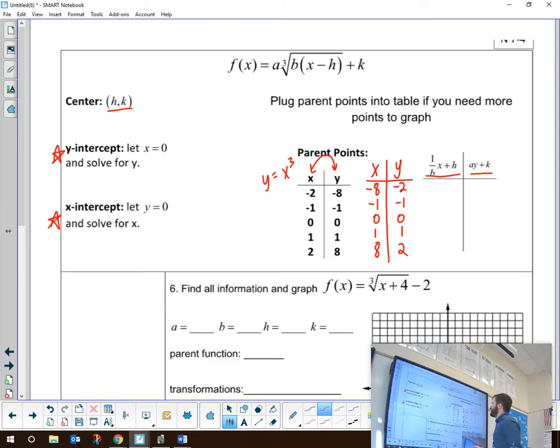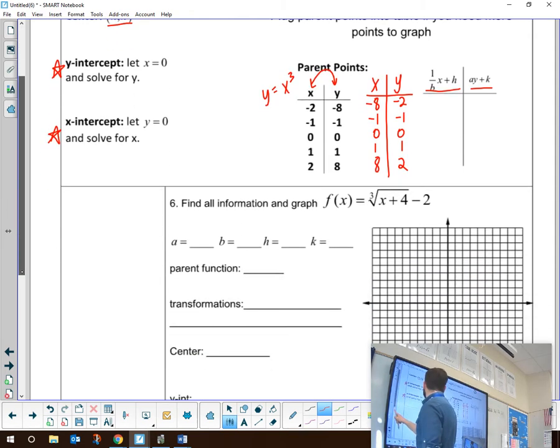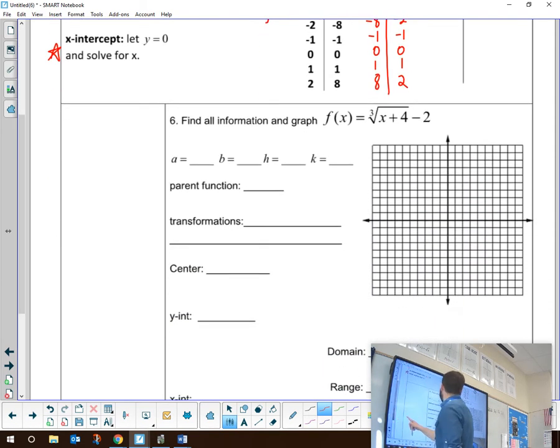All right? Okay, so let's take a look at number 6. So number 6, we don't have an a, we don't have a b, so those are just going to be 1. My h is going to be the opposite of that. It's going to be -4. And my k is going to be -2. My parent function for this one, well, we're talking about cube roots today, right? So my parent function for today is the cube root of x.